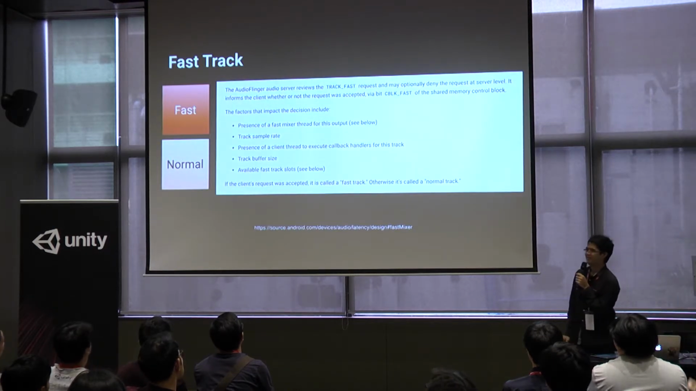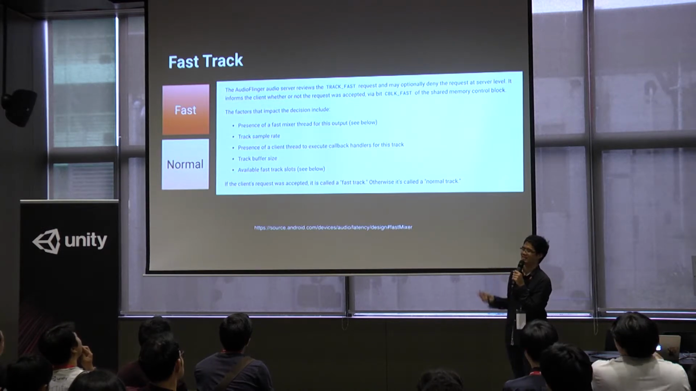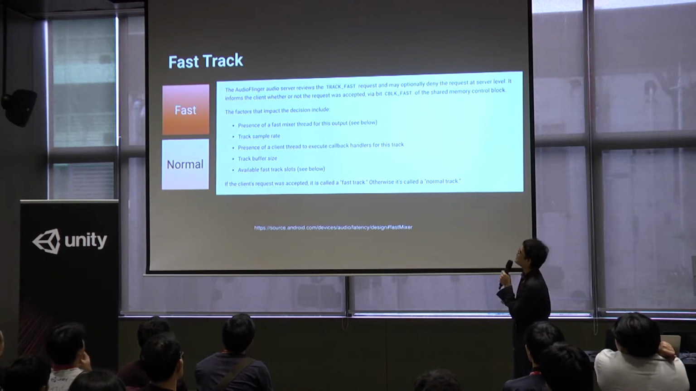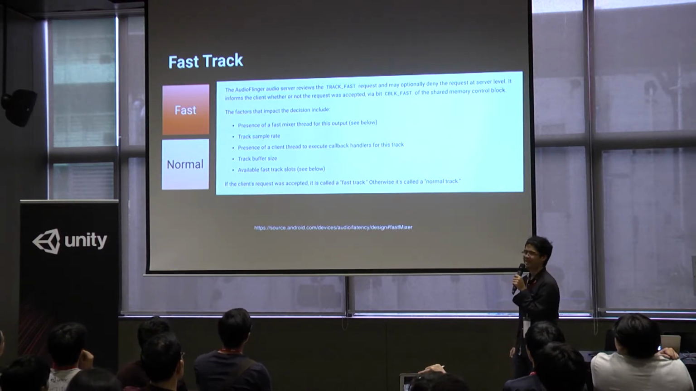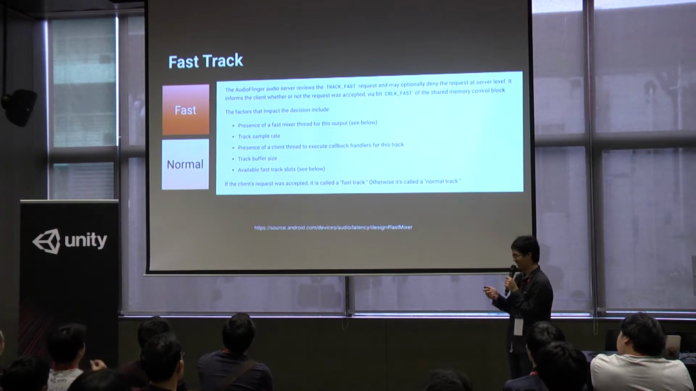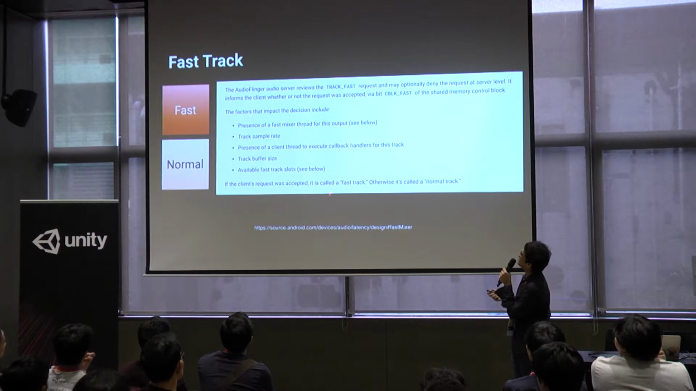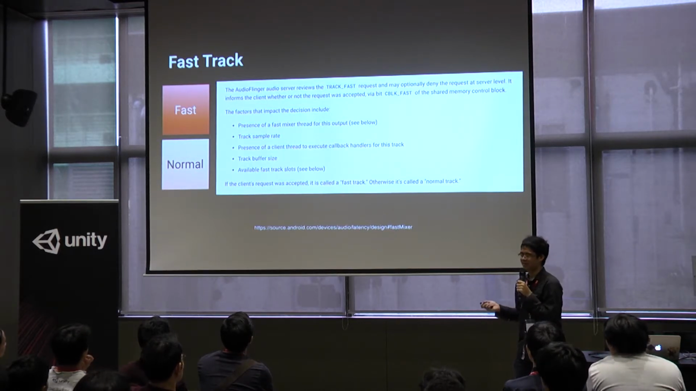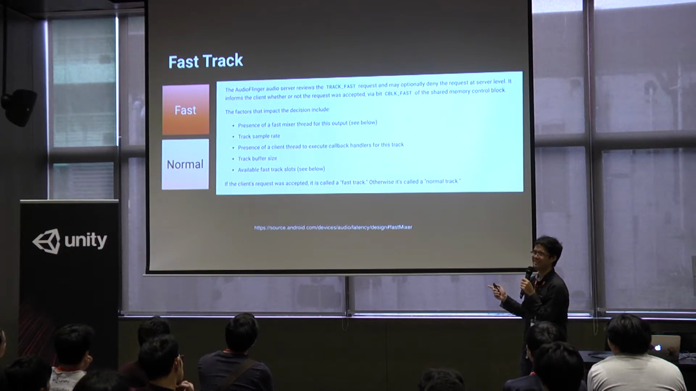So you will notice that there are two colors of the box I draw. There is a thing called fast track actually, but you guessed it, Unity will make you a normal track. So that's why you get the latency. That's all. But the fast track has a very strict requirement.